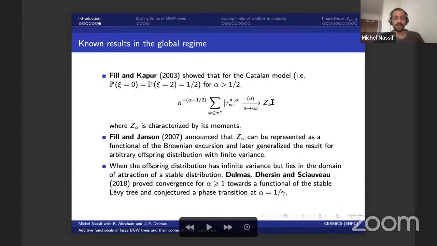And then, much more recently in a preprint, they generalized this result to critical offspring distributions with finite variance. Under this finite variance condition, they show the same kind of results. And Fill and Janson were also able to give a representation of the limit in terms of the Brownian excursion. So there's a connection with the Brownian excursion. I'll explain why this occurs.